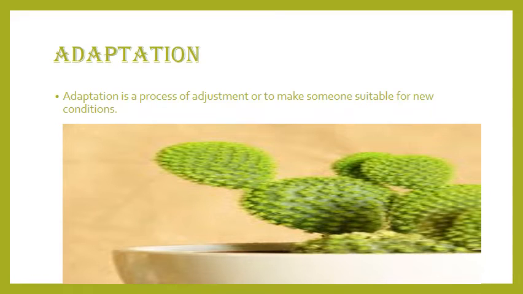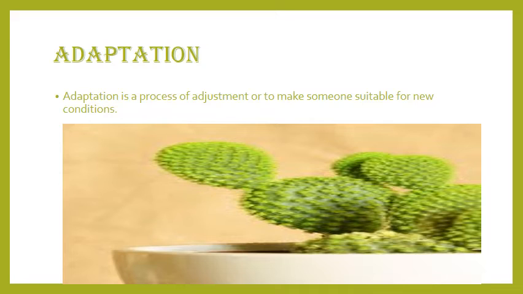Now, the second more important term for the chapter is adaptation. As the name suggests, adaptation means the process to adapt. There are so many different kinds of plants like cactus. We all know that cactus grows in the desert area, but we also grow cactus in our homes.